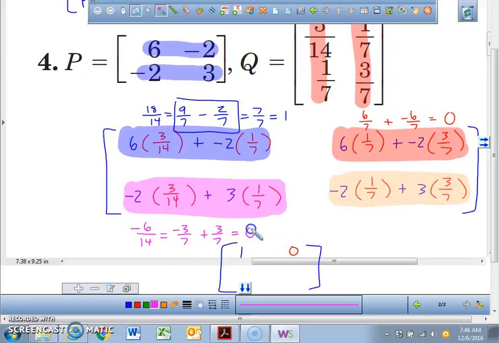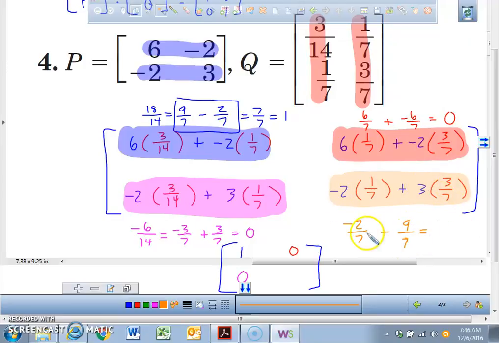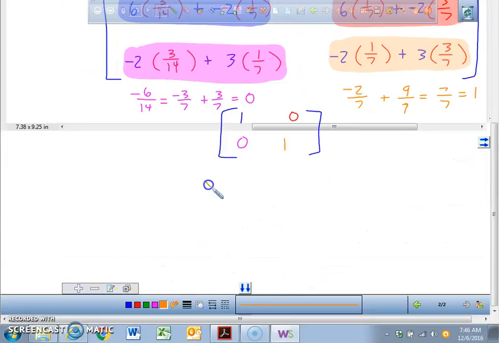So we add these together, we get 0. And over here we have negative 2 over 7 plus 9 over 7, because 3 times 3 is 9. Then we add these together and we get 7 over 7, which equals 1. So what does that tell us about matrix P and matrix Q? These are indeed inverses. So we can say yes, they are inverses.